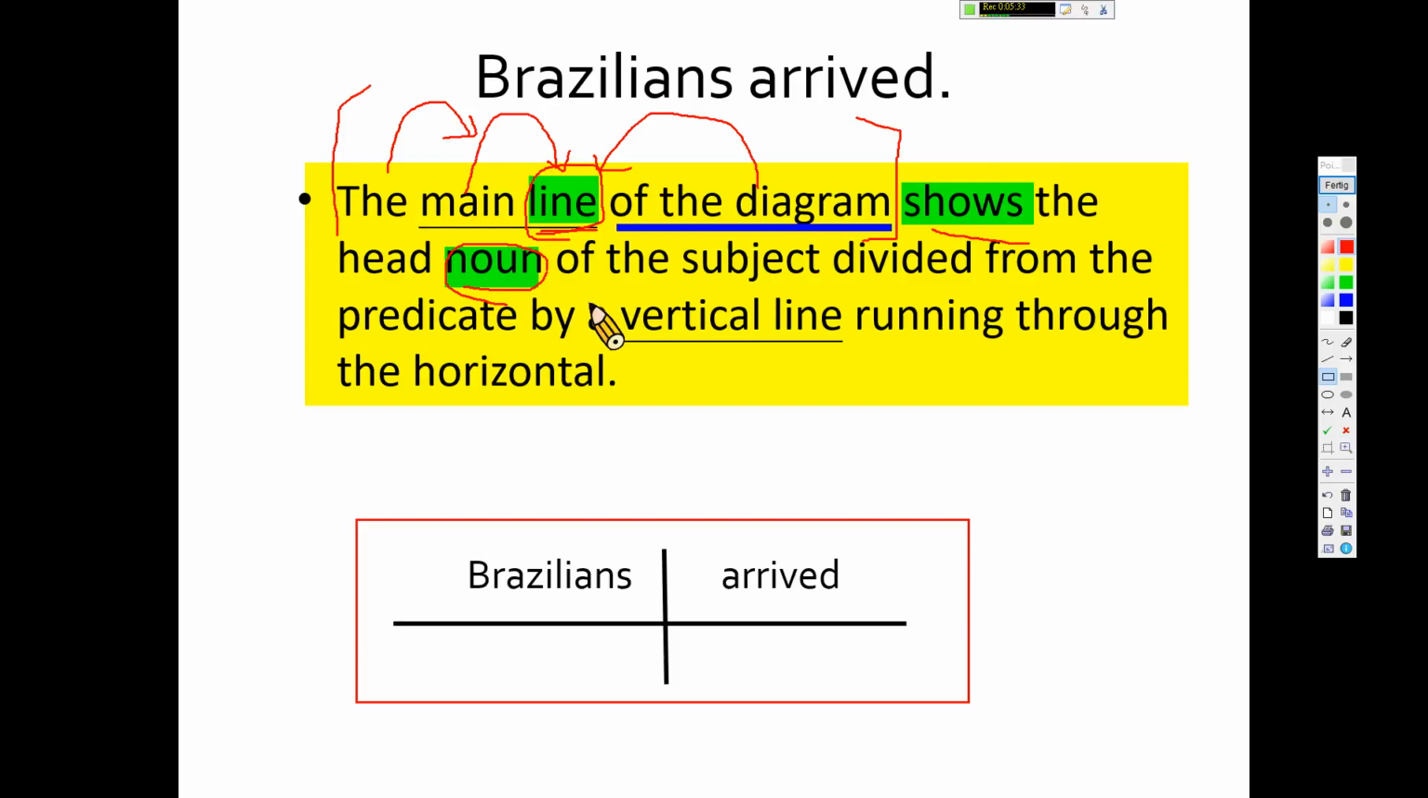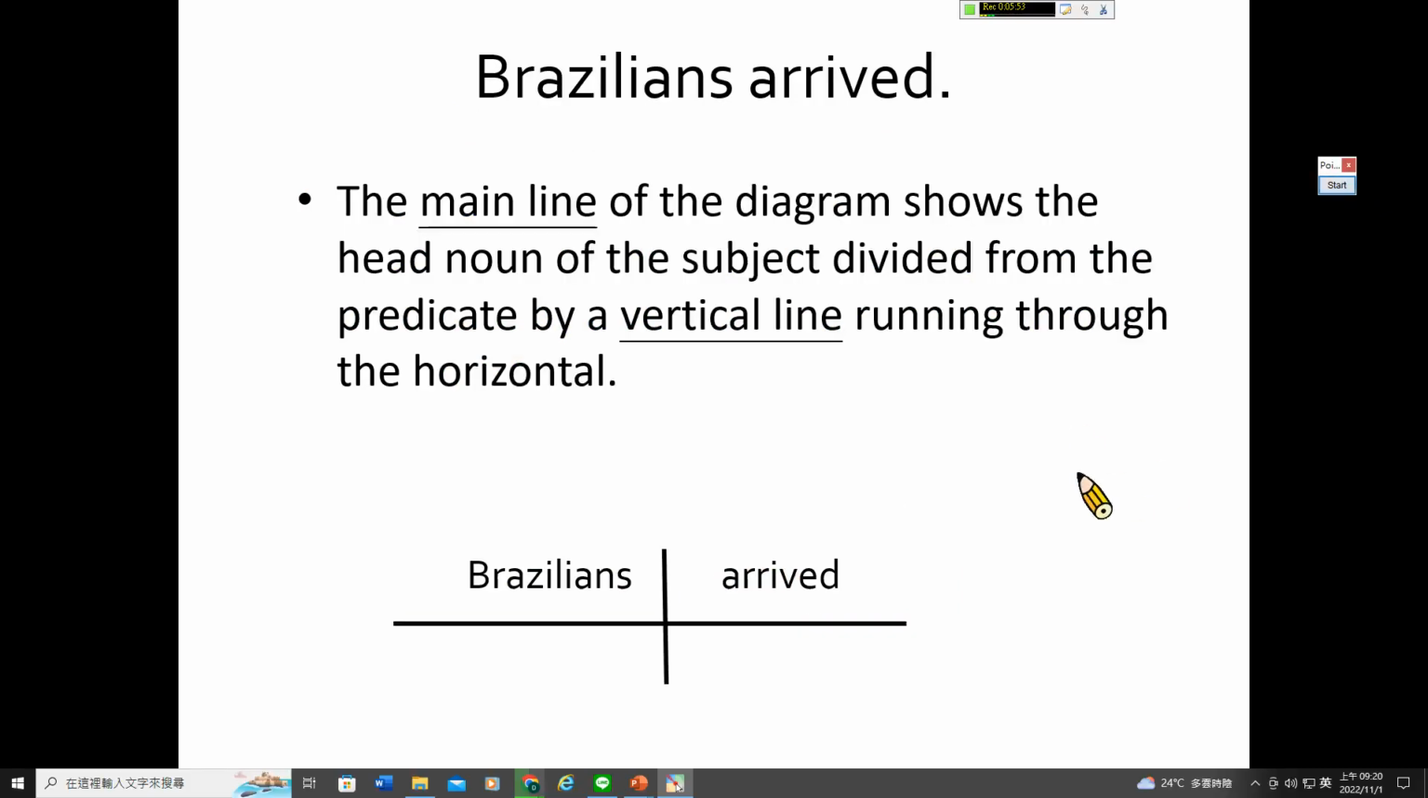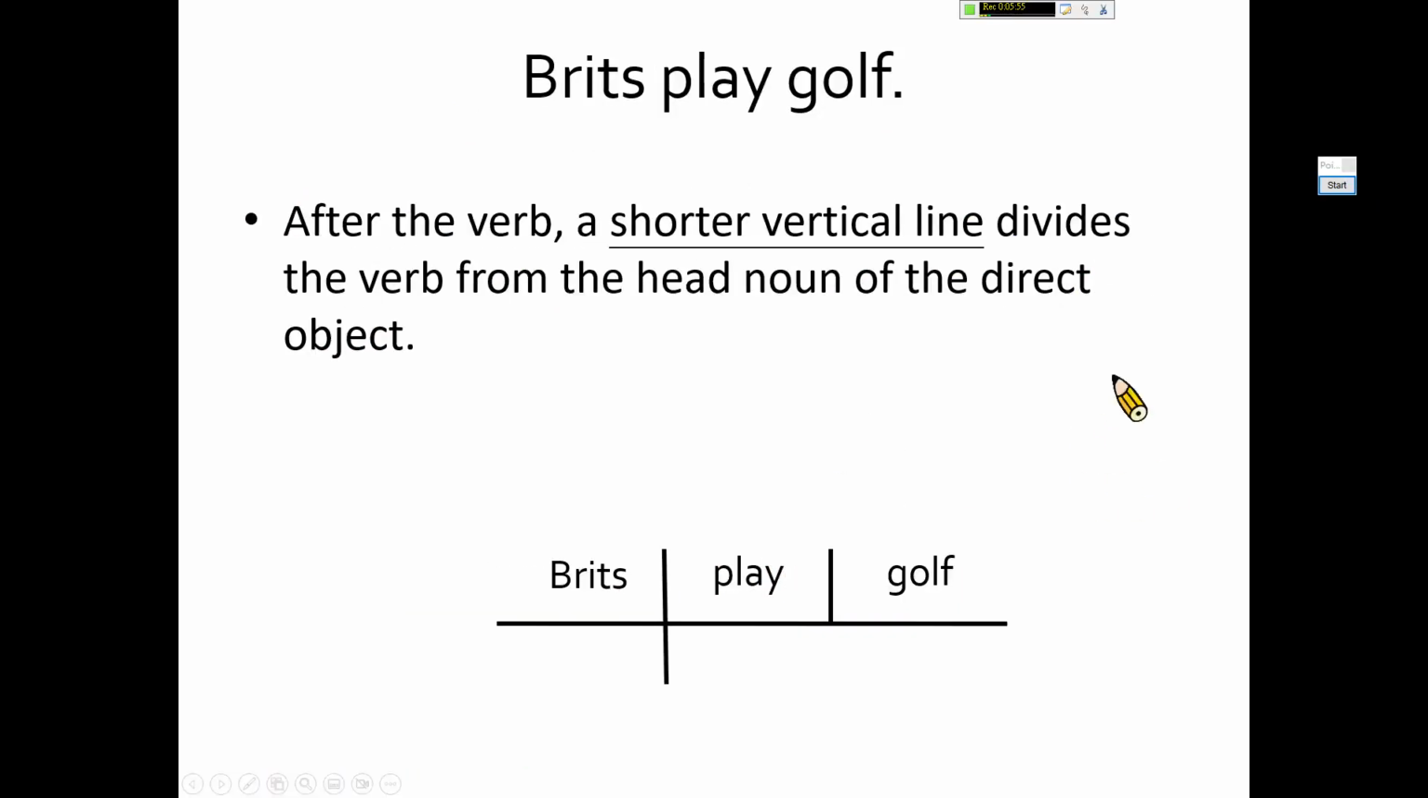When I talk about the structures, I refer to the major structure, and the major structure is above the main line. This is the main line, and the vertical line is used to divide subject and verb. Okay, now we can move to the next slide.